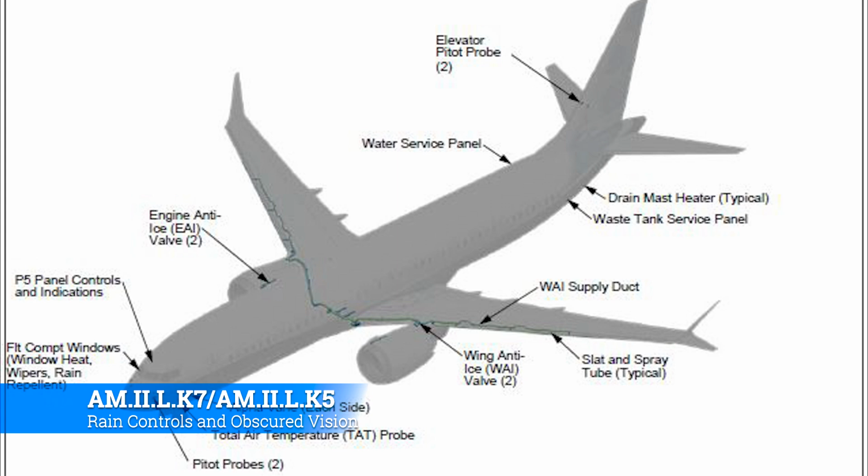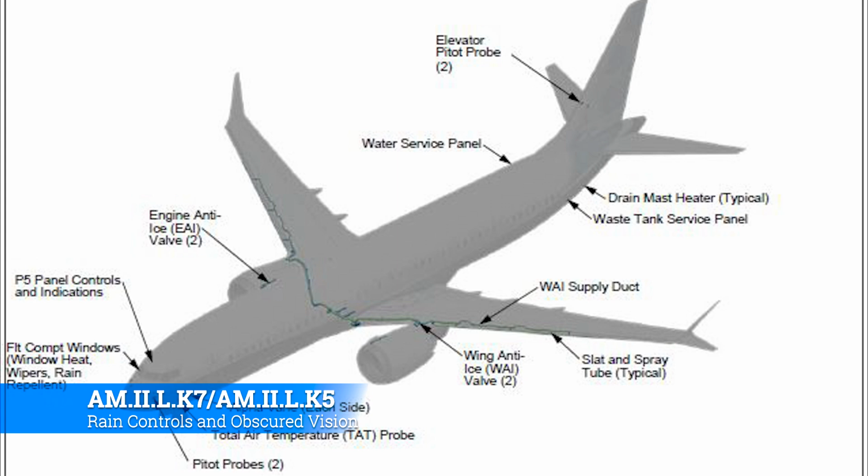The P5 panel there is just the control panel for a lot of this stuff. Then you have the alpha vane on each side, the TAT probe on each side, and the pitot tube, which are all electrically heated. So yet another kind of anti-ice system that's there. Then you have the engine anti-ice valve. We'll look at that here in a second. You have wing anti-ice systems that run the leading edge of the wings.